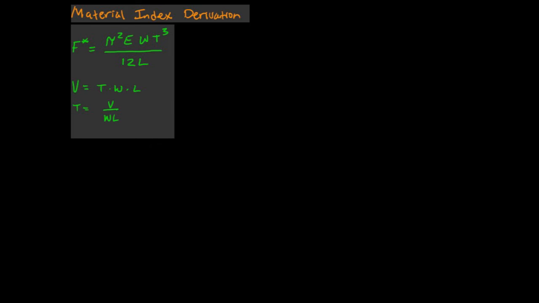And we also know that the volume is equal to the thickness times the width times the length. And if we rearrange this equation, we get that the thickness is equal to the volume over the width times the length. From one of our constraints, we get this inequality that the applied force F has to be less than F critical in order to not fail.